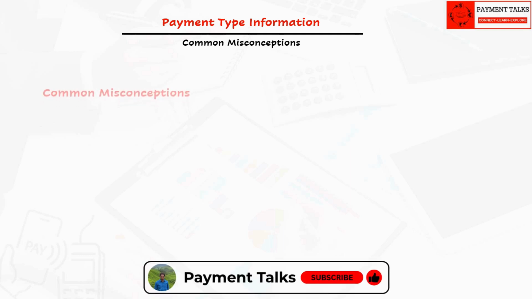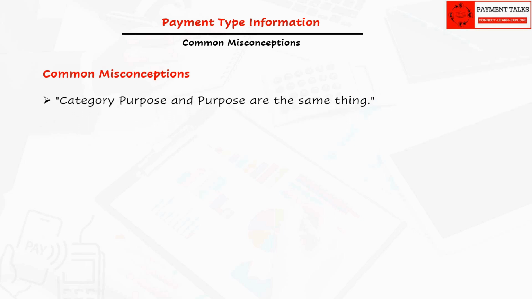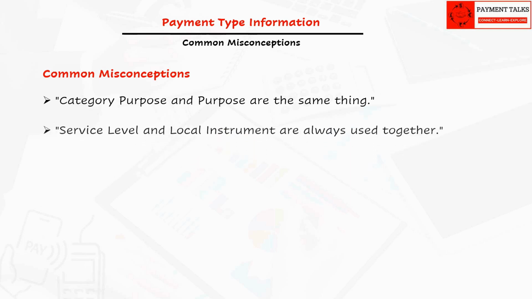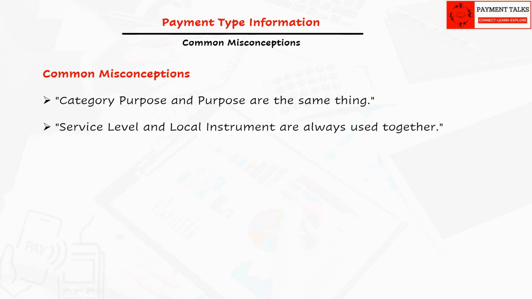Let us look at some common misconceptions. First, category purpose and purpose are the same thing. They are not. Category purpose is a high-level business category like salary, supplier, treasury, etc. Whereas purpose in credit transfer transaction information is a more specific transaction level code. Both can coexist in the same message, serving different audiences. Next, service level and local instrument are always used together. Not always. You can have one without the other.